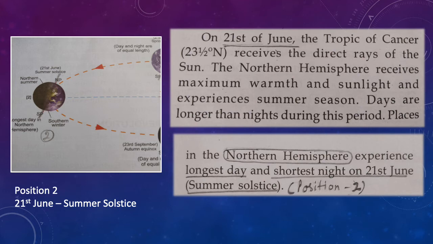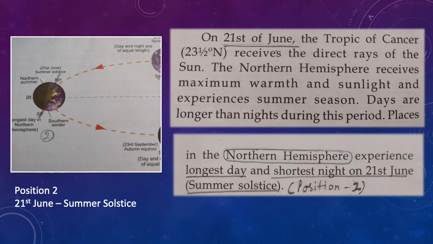You remember I had shown you when we were examining the picture of rotation, this is the same position. The Northern Hemisphere receives maximum warmth and sunlight and experiences summer season. Days are longer than nights during this period. Places in the Northern Hemisphere experience longest day and shortest night on 21st June, and this day is termed as summer solstice. I am sure you must have understood now.